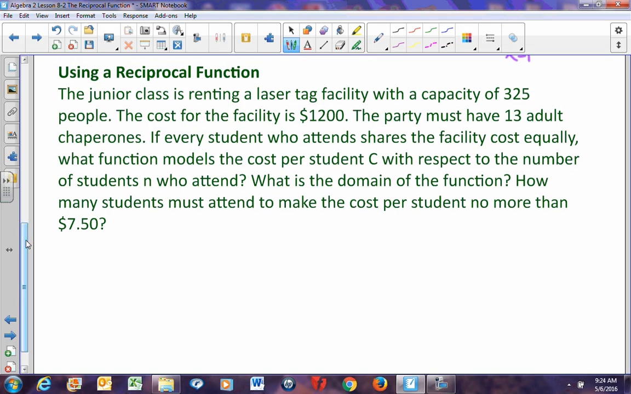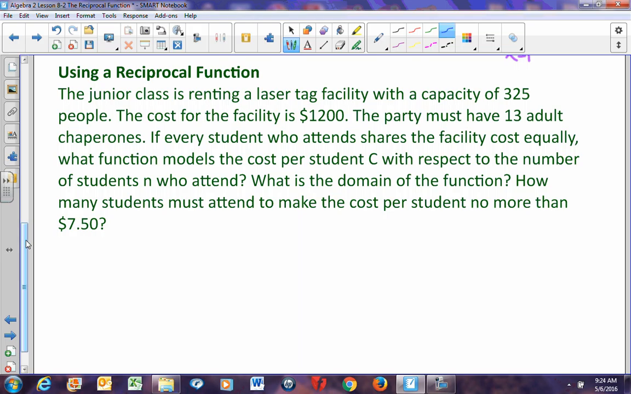The junior class is renting a laser tag facility with a capacity of 325 people. You have a very large junior class. It's not here. The cost for the facility is $1,200. The party must have 13 adult chaperones. If every student who attends shares the facility cost equally, what function models the cost per student C with respect to the number of students N who attend? What is the domain of this function, and how many students must attend to make the cost per student no more than $7.50? So let's figure this out a little bit.